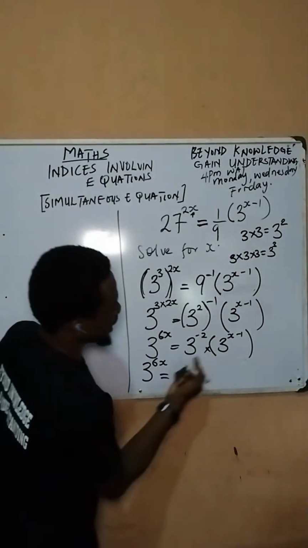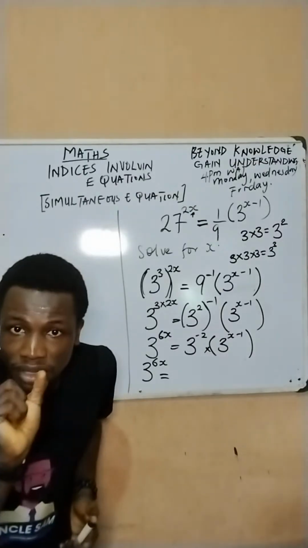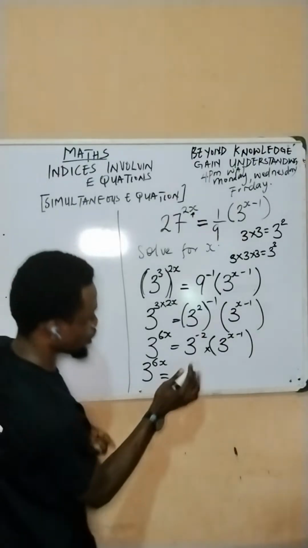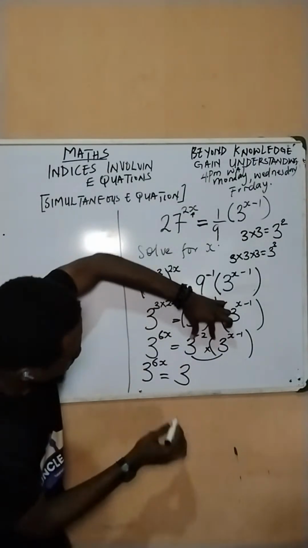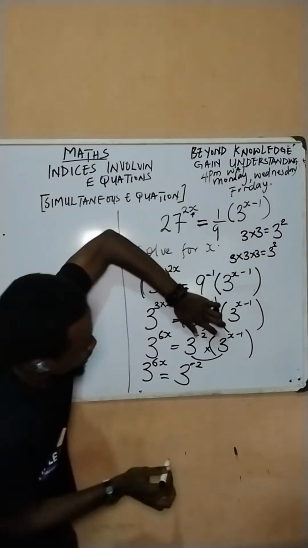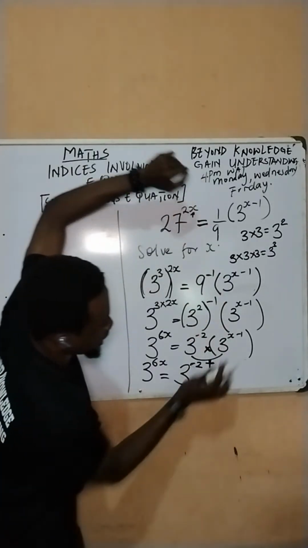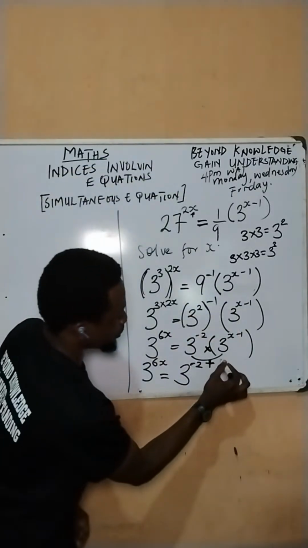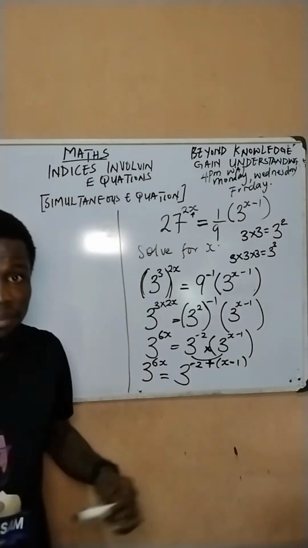So what we simply do here is multiply these two together. And multiplication of indices simply means pick one of the bases and add up the power. So here, you need to be very careful. This becomes, pick one of the bases here, which is 3, and then add up their powers. The first power here is -2 for this. And then this multiplication sign becomes an addition, plus this particular 3 here, which is the base, has its own power of x minus 1.